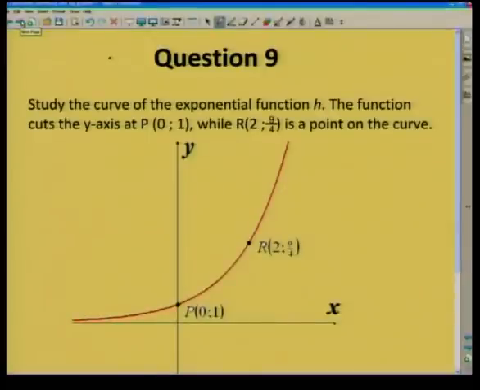The next question says, study the curve of the exponential function h. The function cuts the y-axis at P(0, 1). So that's the normal place to cut. While the coordinate R is a point on the curve.